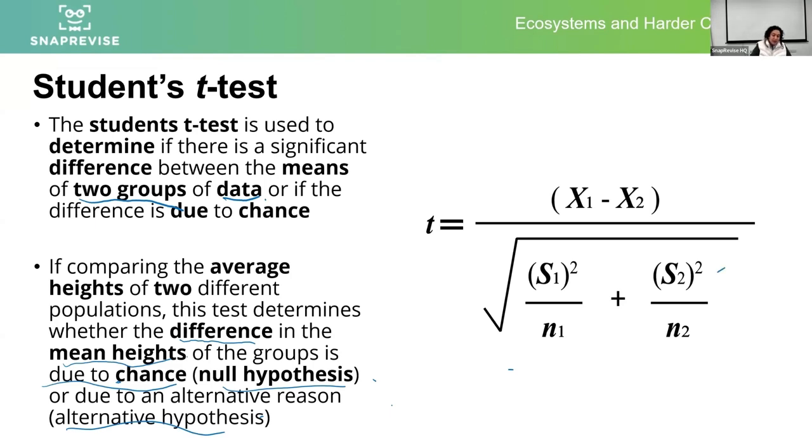So the t-test value that I calculate depends on these factors. x1 and x2 is the average or mean of sample one, of my one population. And this is the average or mean of sample two.